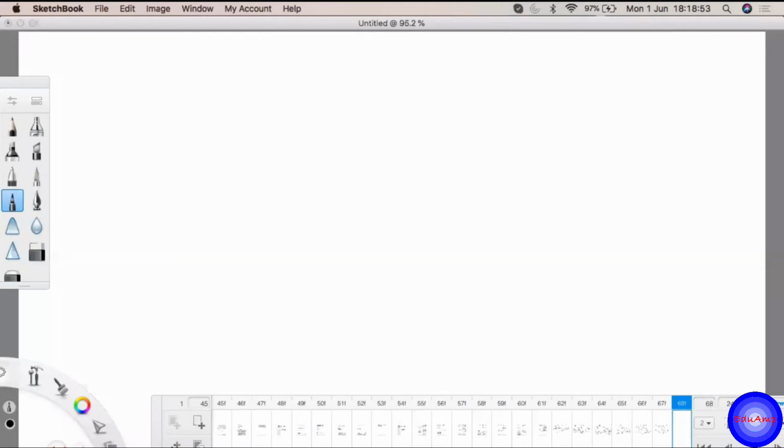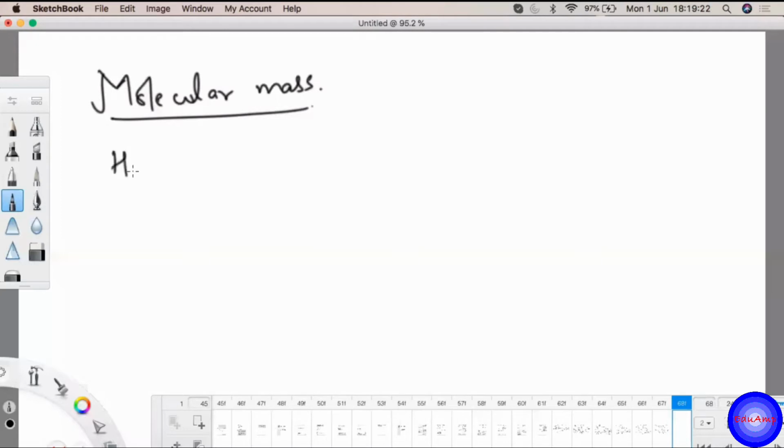So I am moving to my next topic. Now, next is molecular mass. First, I am going to tell you how to calculate molecular mass. Then we will talk about types of molecular masses. Okay. For example, I have H2SO4.